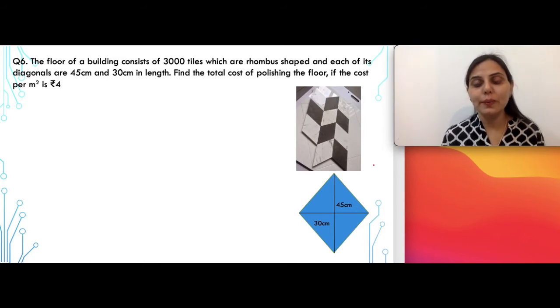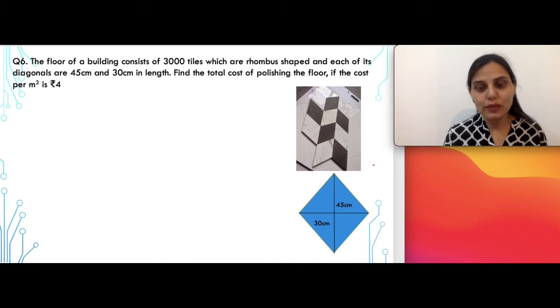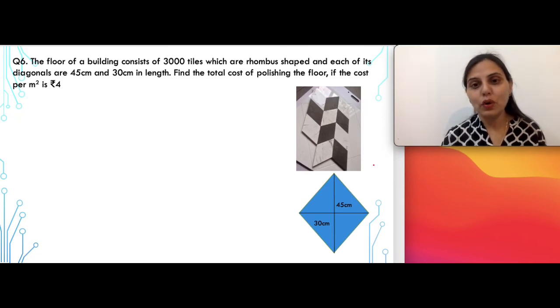Now, if you see the first image here, I have shown a pattern in which the rhombus shaped tiles appear on a floor. So these are only a few tiles. Visualize the 3000 rhombus shaped tiles spread on the floor. So something similar picture you will get in your mind. And below that I have drawn the shape of one tile whose diagonals are given to you.